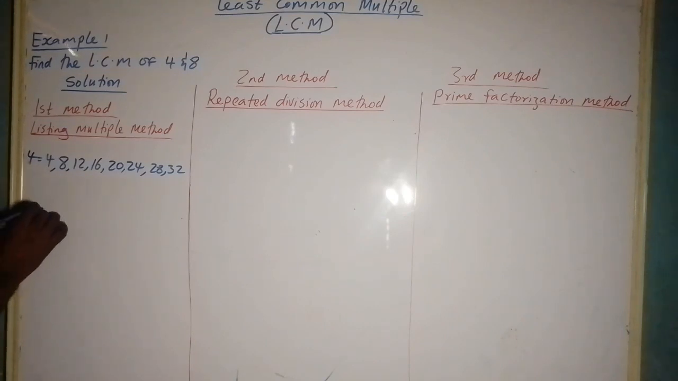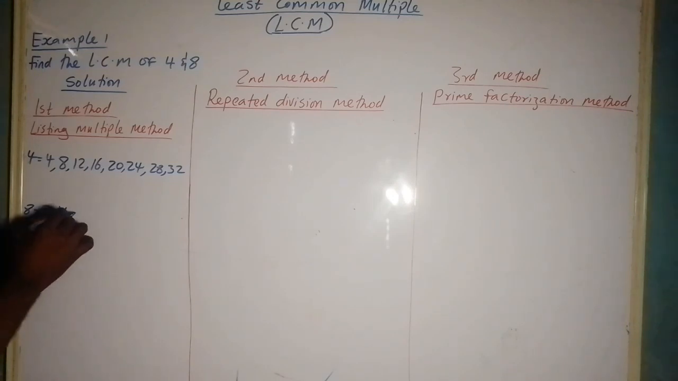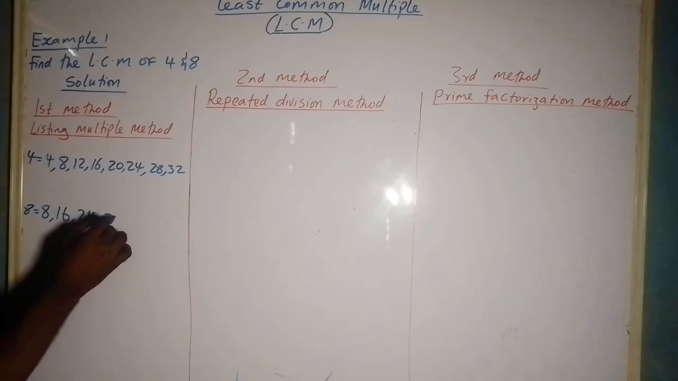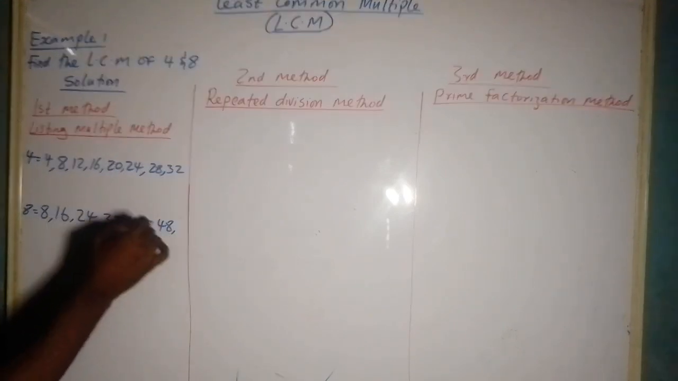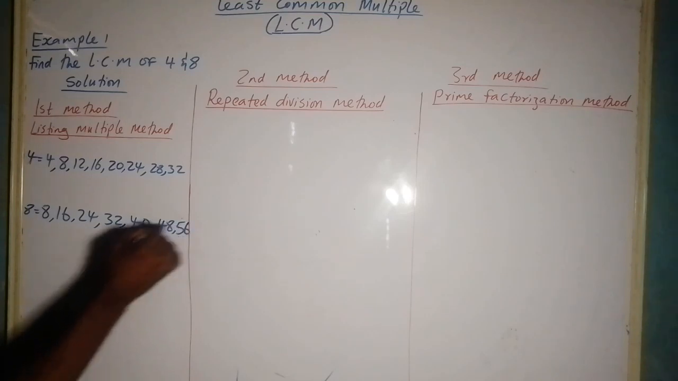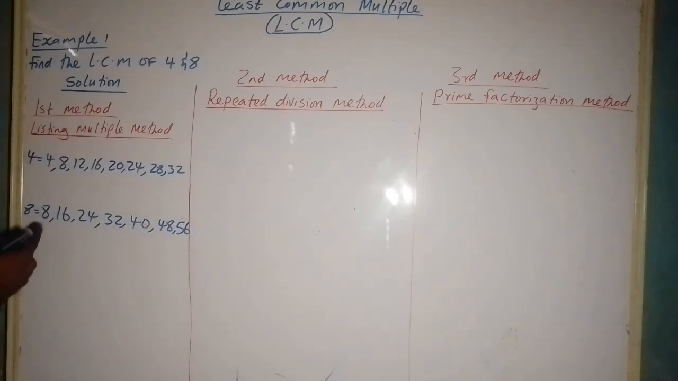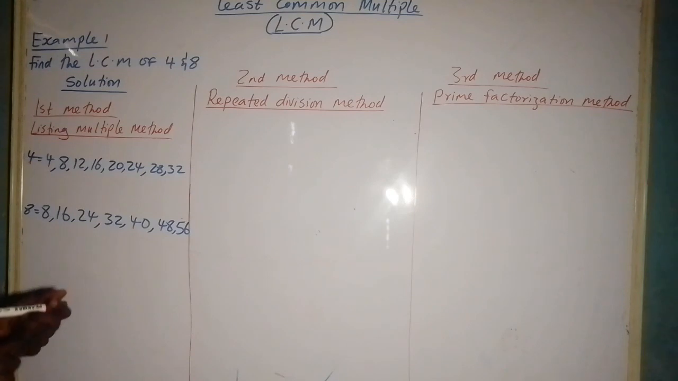Now, the next number, using the listing multiples method, 8 times 1 will give me 8. 8 times 2 is 16. In other words, 8 plus 8 will give me 16. 16 plus 8 will give us 24. 24 plus 8 will give us 32. 32 plus 8 will give us 40. 40 plus 8 is going to give us 48. 48 plus 8 is going to give us 56. Now let's stop there. Now let's look for the least common multiple.